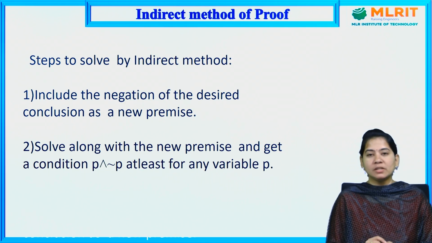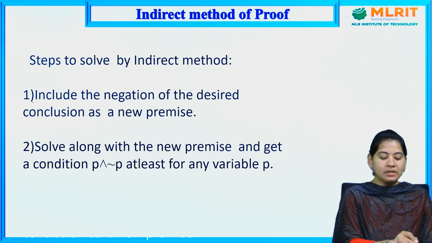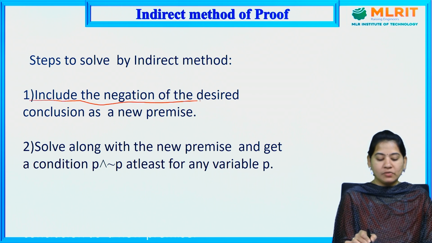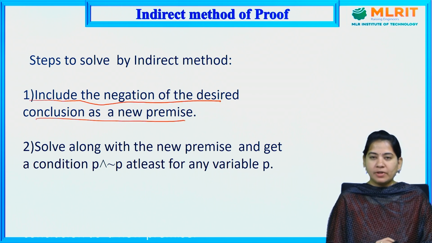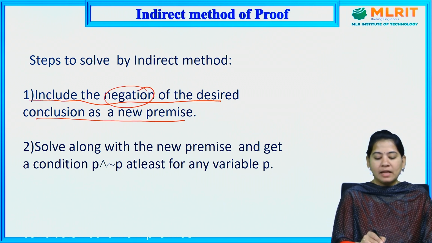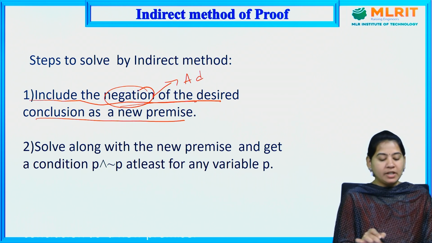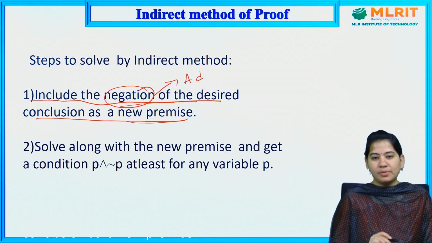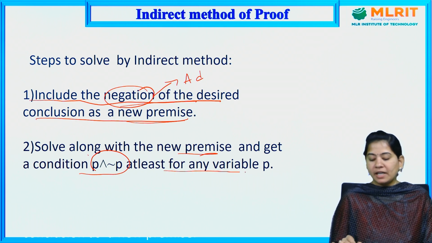So the first one is how to solve the indirect method of proof. What are the steps that we need to follow? The first step is to include the negation of the desired conclusion as a new premise. Whichever conclusion they are giving, you need to include its negation and take it as an additional premise. Solve along with the new premise and get the condition P and negation P, at least for any variable.